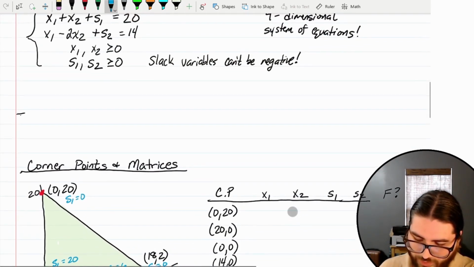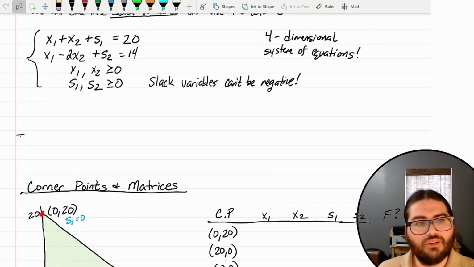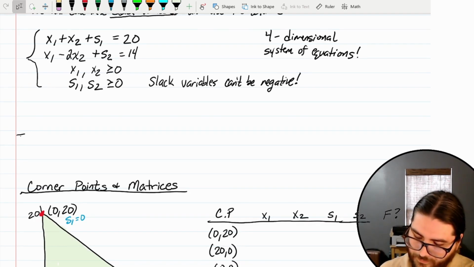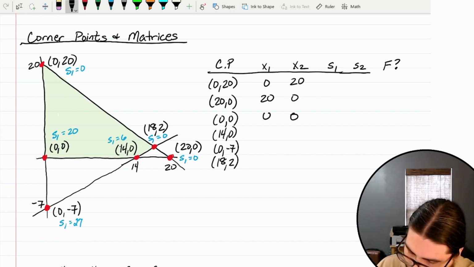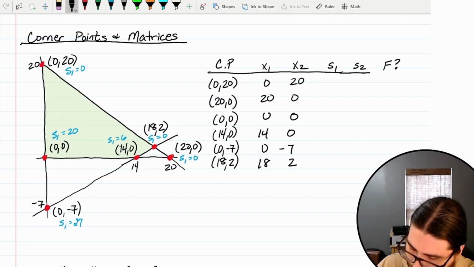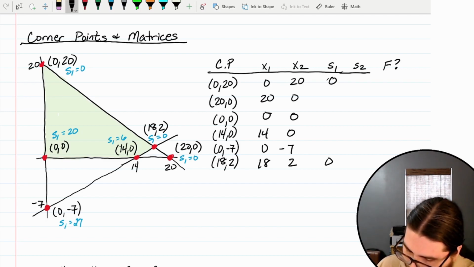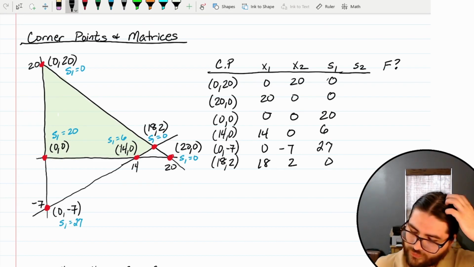And remember, here's the equation I'm working with. X1 plus X2 plus S1 is exactly equal to 20. So let me fill in all of my values so far. 20, 0, 0, 0, 14, 0, 0, -7, 18, 2. So 0, 20 is on the line, 18, 2 was on the line, 20, 0 was on the line. 0, 0 had a slack of 20, 14 had a slack of 6, and a slack of 27. Okay.